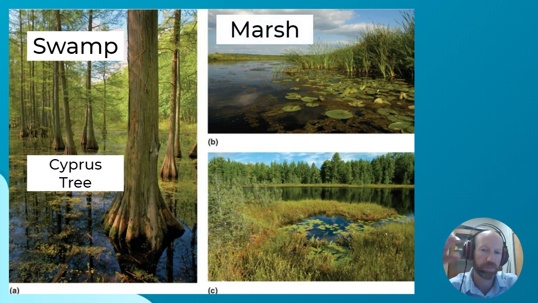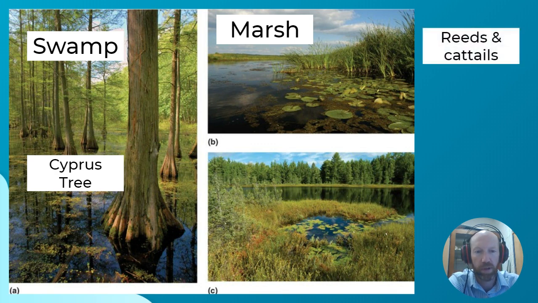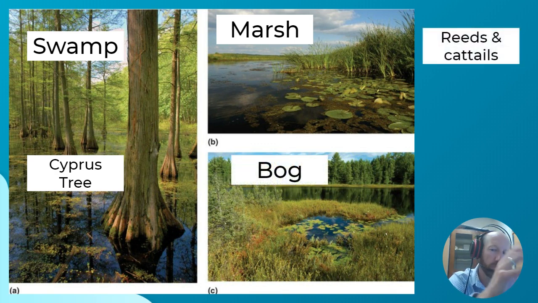Then you've got a marsh, and you've probably seen marshes. Certainly, if you go down to the shore, if you go fishing, as you're getting into the shore by the bay, there's a lot of marsh areas. You can see the lily pads and the brush along the edge there. So you've got reeds and cattails.